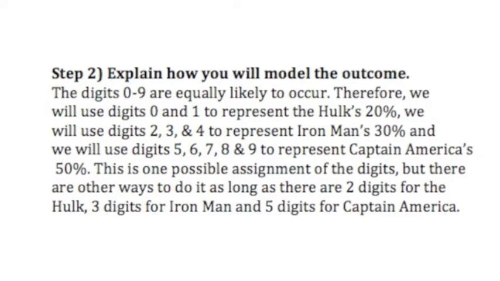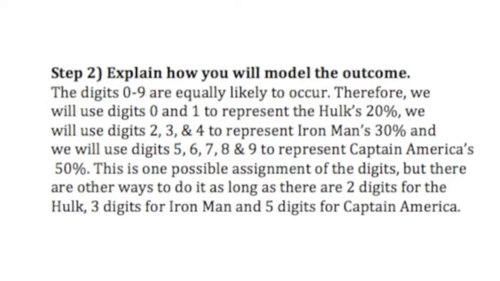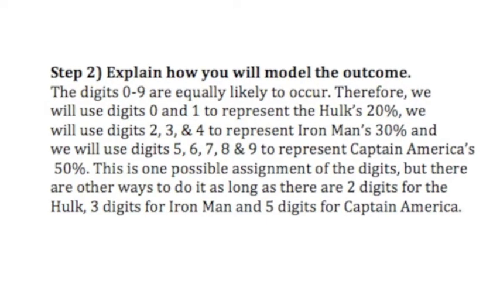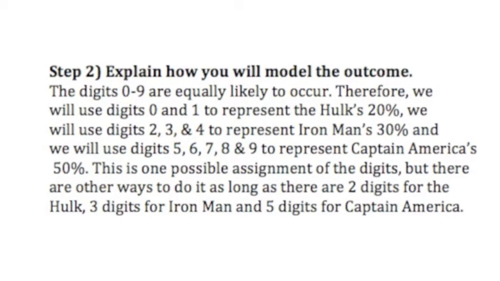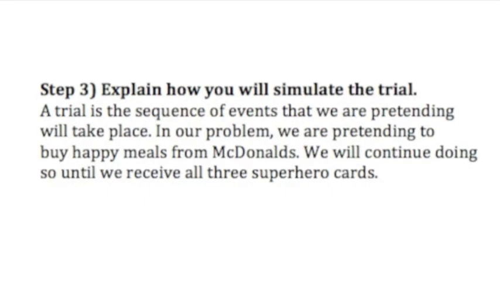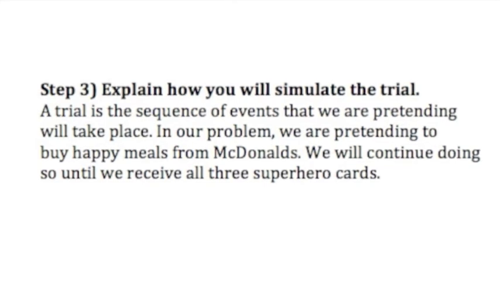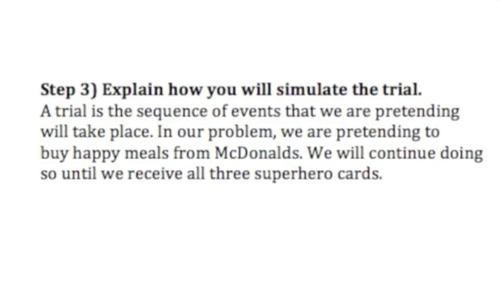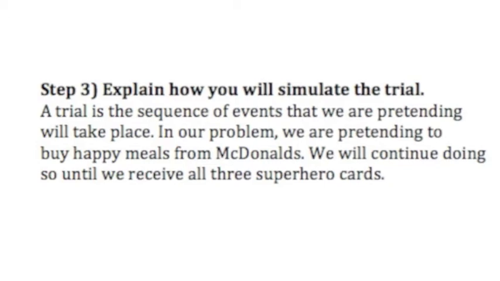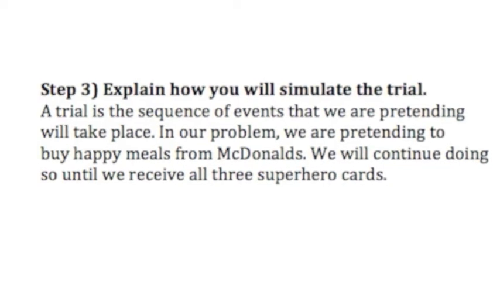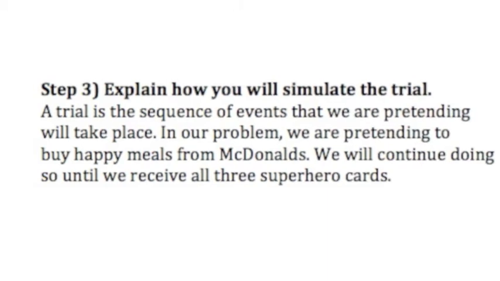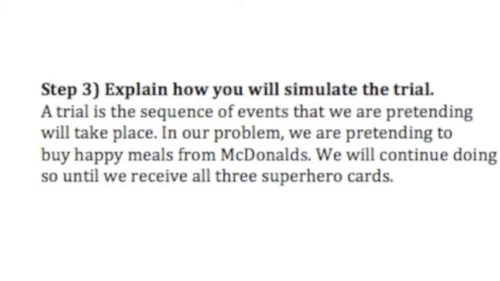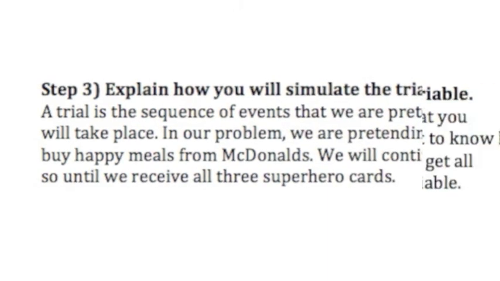This is one possible assignment of the digits, but there are other ways to do it as long as there are 2 digits for the Hulk, 3 digits for Iron Man, and 5 digits for Captain America. For step 3, explain how you will simulate the trial. A trial is the sequence of events that we are pretending will take place. In our problem, we are pretending to buy Happy Meals from McDonald's. We will continue doing so until we receive all 3 superhero cards.